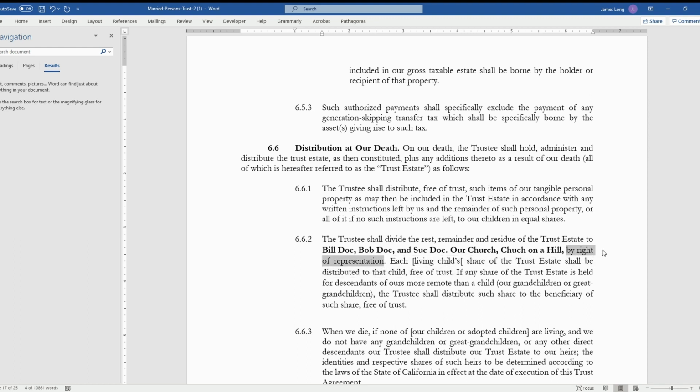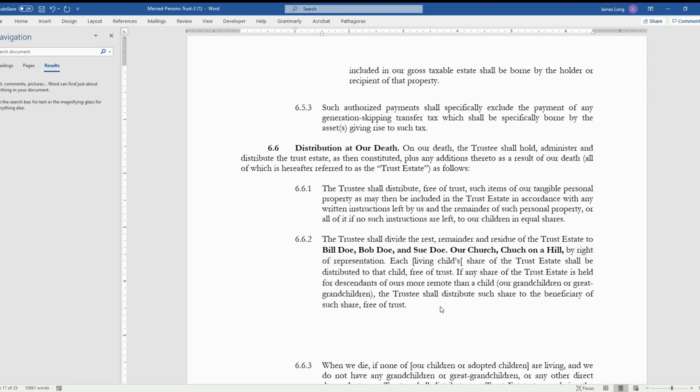The other thing you need to be aware of is this phrase, by right of representation. That means that the distribution is going to be per stirpes, not per stripes. It's easy to think it's stripes. I think when I was in law school, I called it per stripes for the longest time until I realized, wait, that says per stirpes. It's per stirpes. And what does that mean?